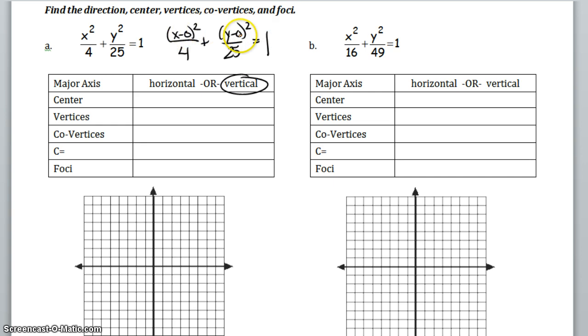As far as my center, since nothing was added or subtracted to my x and my y, I know I'm at 0, 0. Just like with parabolas, as soon as you know your center, I would go ahead and graph that. Next, I need to look for my vertices. This, remember, comes from taking the square root of our a squared, which is always the larger number for an ellipse. And so here, the square root of 25 is 5. This means I have to move the same direction as my major axis, so vertical, up and down, 5 units. Then we want to name those.